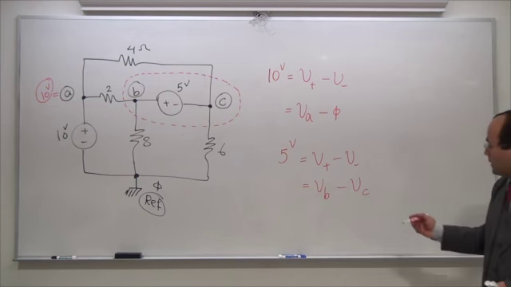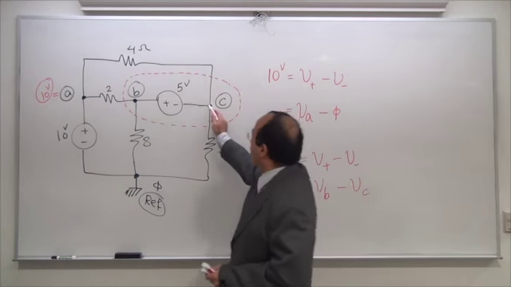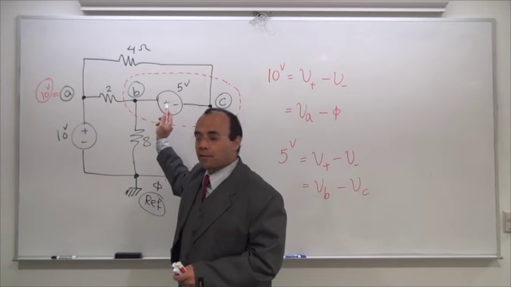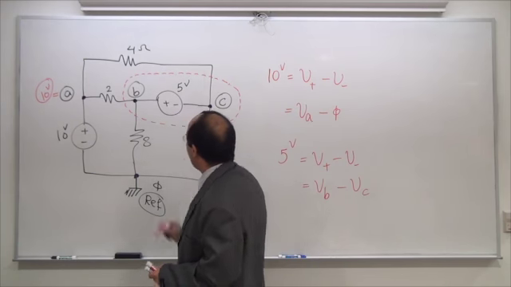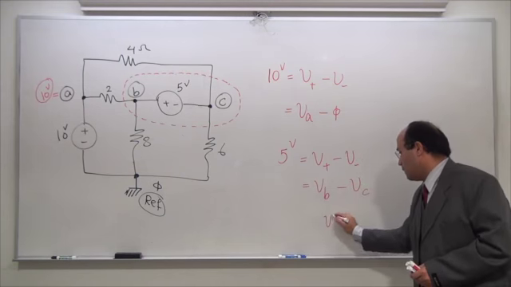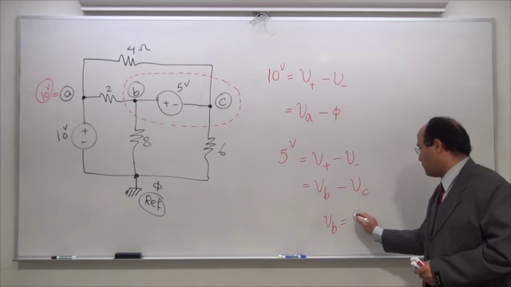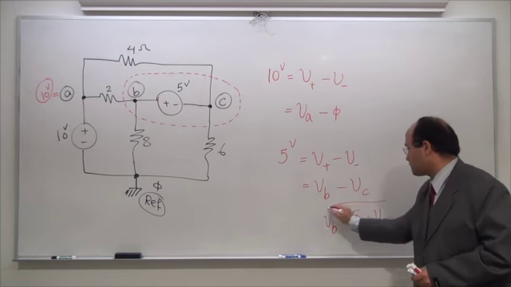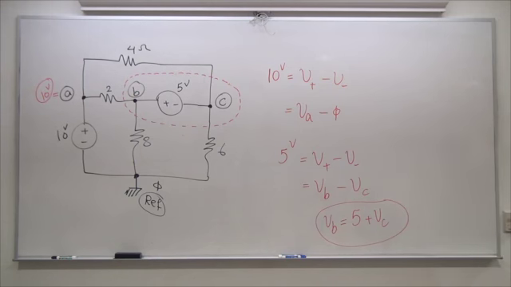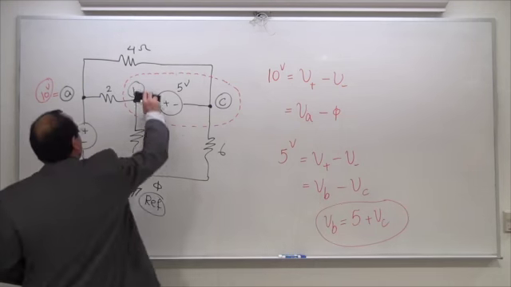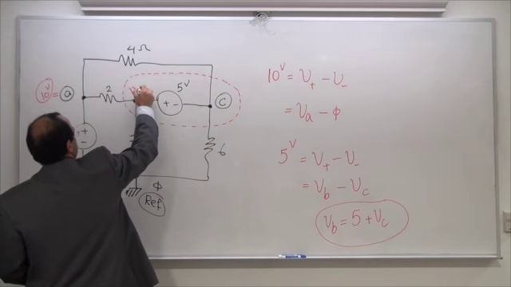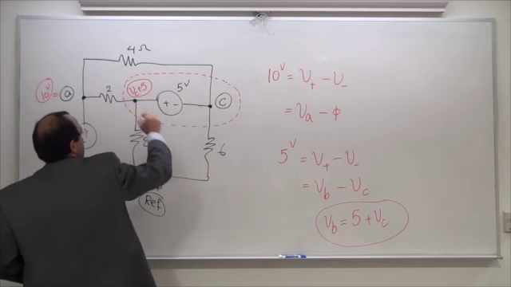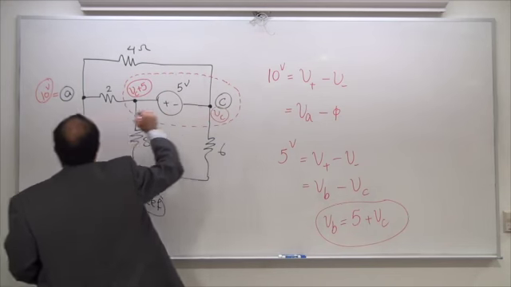Well, my mind says that if I know what node C is, all I have to do is to add the height of Cameron to get node B. Because that's the way it is. This is my feet, this is my head. If I added it, I'm going to get B. So what happens, VB is equal to, this goes to the other end, 5 plus VC. So I'm going to remove this and say this is VC plus 5. This is VC and this is 10.